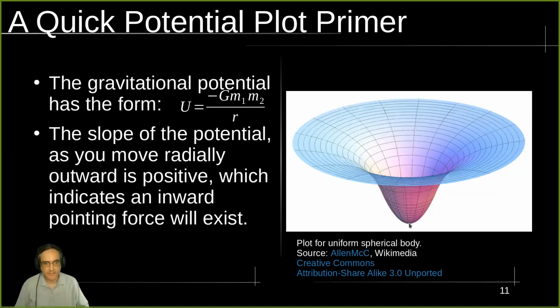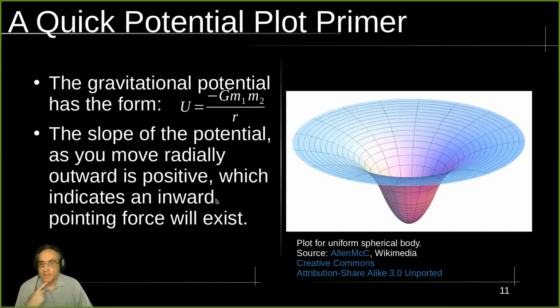There's a principle in physics where you can take the potential energy surface, and if you look at the slope of it, the force is always opposite sign of the slope. So here, if you imagine starting at the central point, you can see there's a positive slope as you come up out of this potential well, which means there's a center pointing force. The force will actually be in the negative direction. So as you move radially outward, the slope is positive, which will indicate an inward pointing force exists.